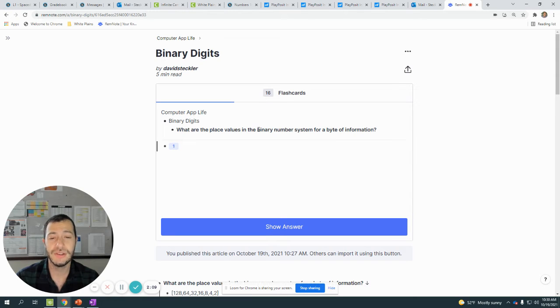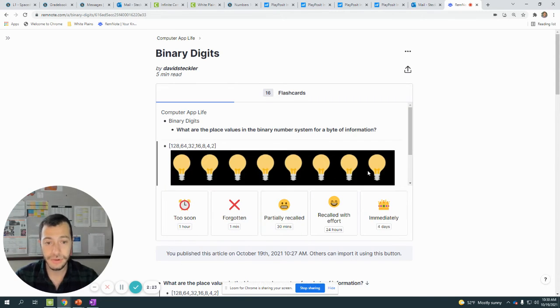What are the place values in the binary number system for a byte of information? So there's 8 of them in total. We start with 128, 64, 32, 16, 8, 4, 2, and then 1. And those can all be represented easily with light bulbs. So the number 128 in this case would be 1, 0, 0, 0, 0, 0, 0, 0. In other words, this is the only light bulb that's on.